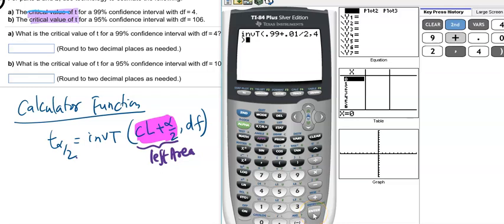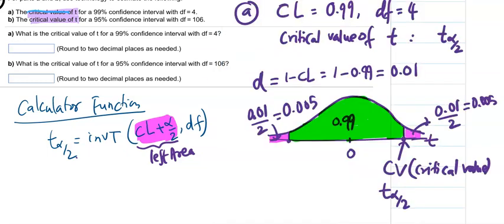and that's the critical value of t. So enter, and you get 4.60, rounded to 2 decimal places. That's what the instruction says here, round to 2 decimal places, 4.60. Okay, that's the critical value.